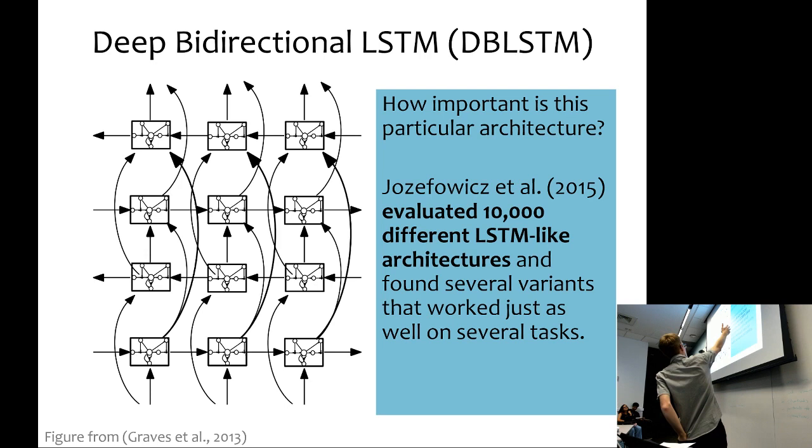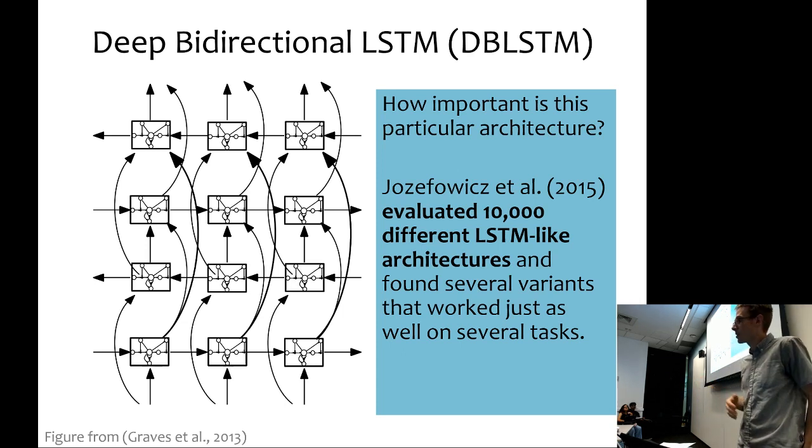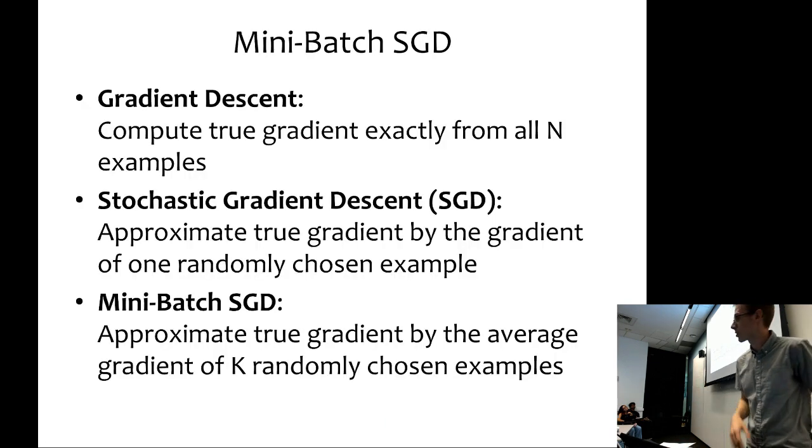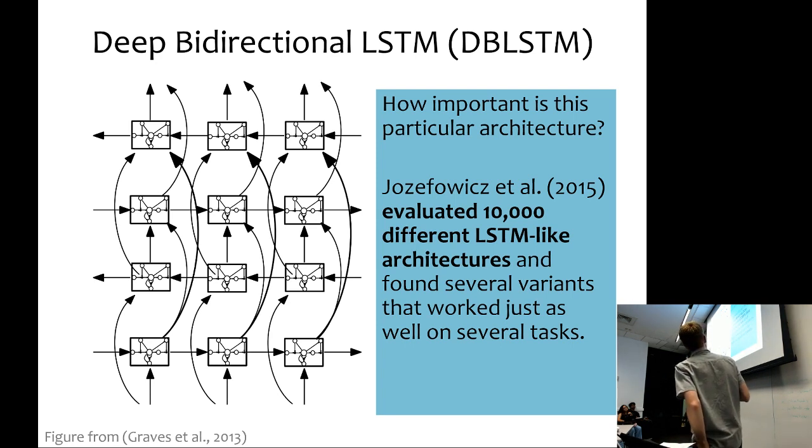And after looking at 10,000 different LSTM-like architectures, they found there was a bunch that worked just about as well as an LSTM, and exhibited similar properties. And so the GRU is just one example of one that has become popular, partly because it's computationally more efficient.